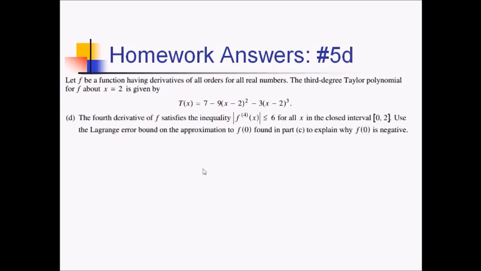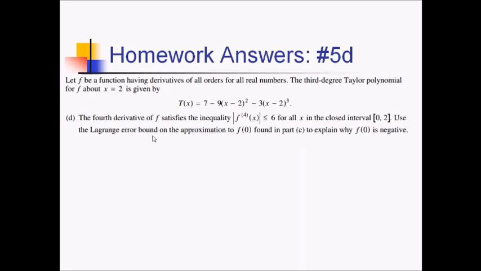For this last part of the problem, they're telling us the fourth derivative of f satisfies this inequality right here for all x's between 0 and 2. They want us to use Lagrange Error Bound, keywords here, on the approximation to f of 0 in part C, where we found that it was about negative 5. We want to use that to explain why f of 0 must be negative.